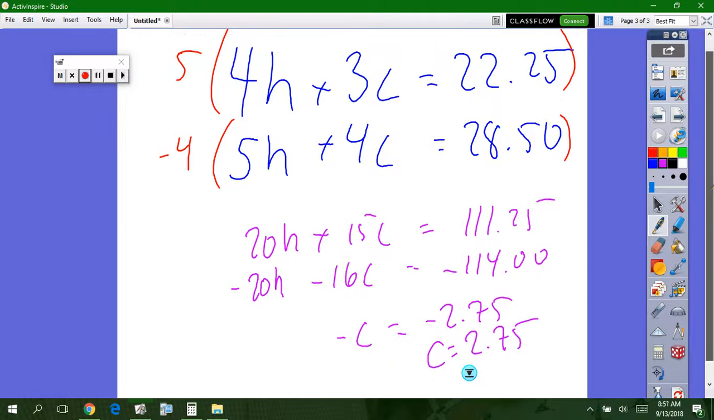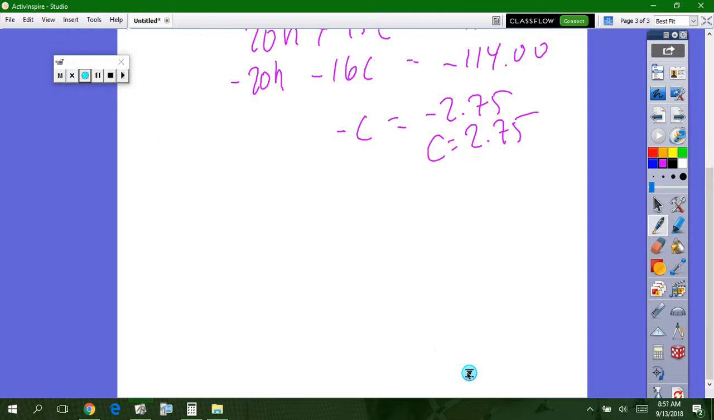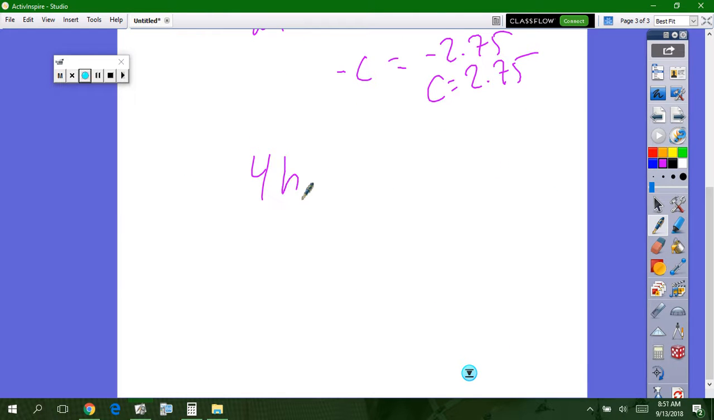Come back to the top. Doesn't matter which one, no, right? Because they're both not the prettiest. So I'm just going to use the top: 4 hot dogs plus 3 Cokes. Was that 22.25? I think this is 8.25. Is that a correct statement? Can you help me out?